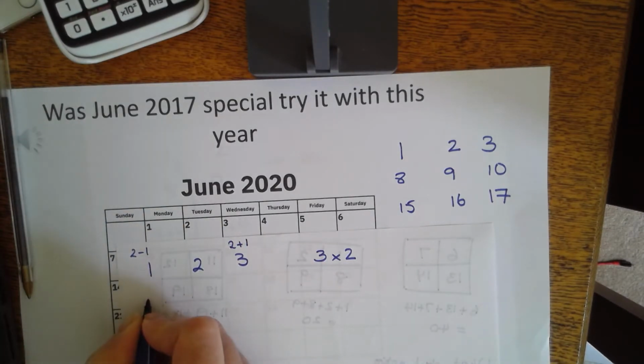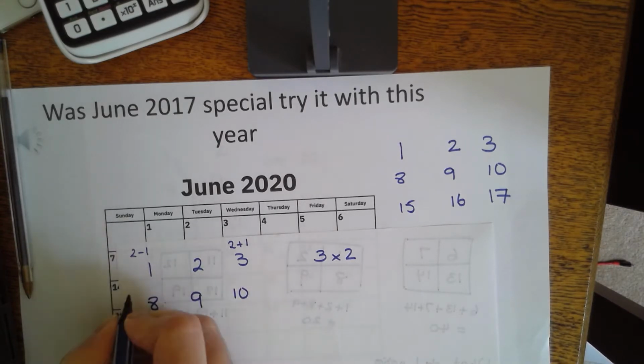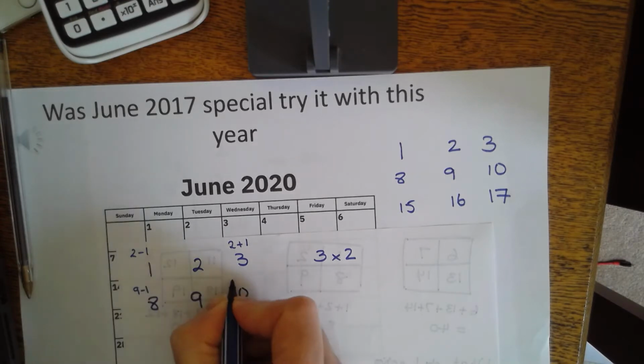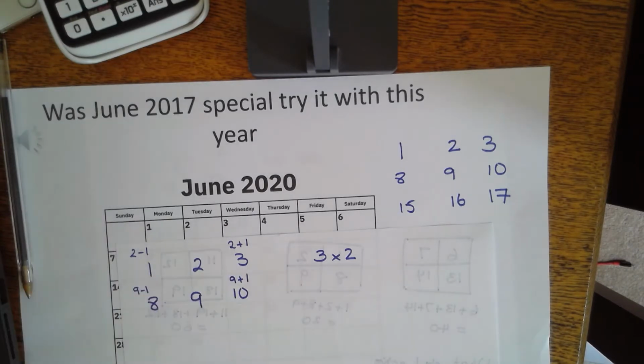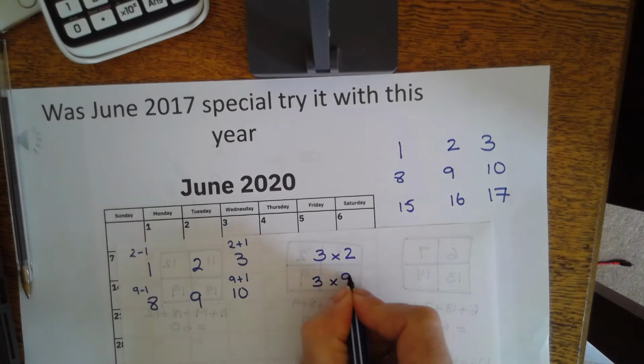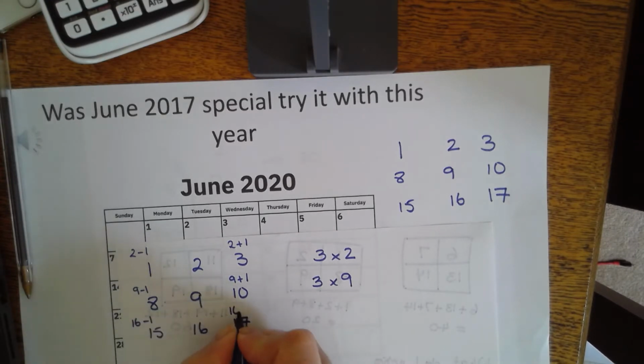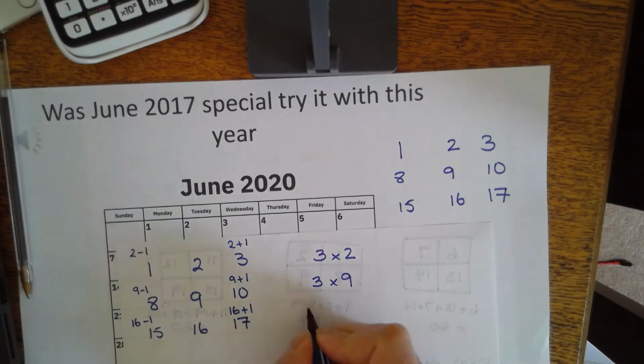And this number here is 8, 9, 10. That's 9 take 1. That's 9 add 1. So 3 9s are 27, add 1 28, take 1 27. So that's like having 3 times 9. So I've got 15, 16, 17. That's 16 take 1. That's 16 add 1. So that's like having 3 times 16.